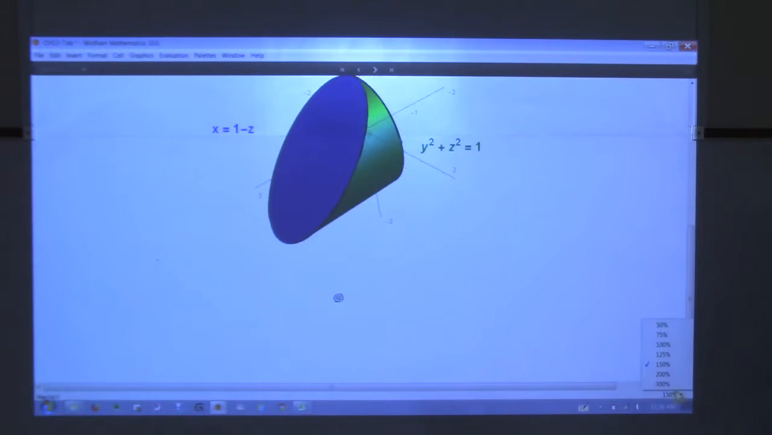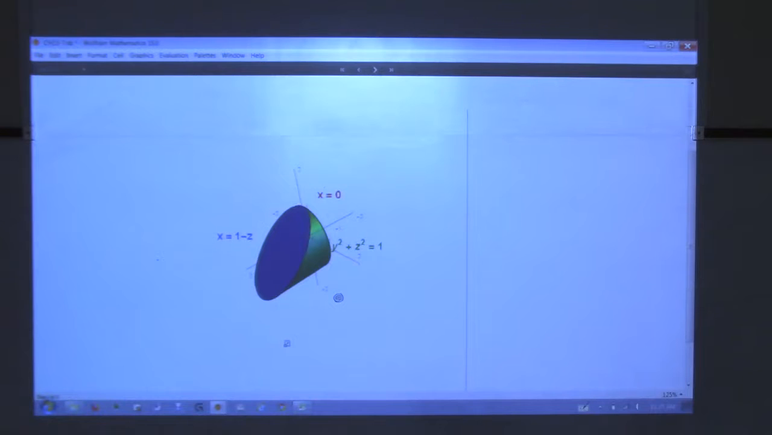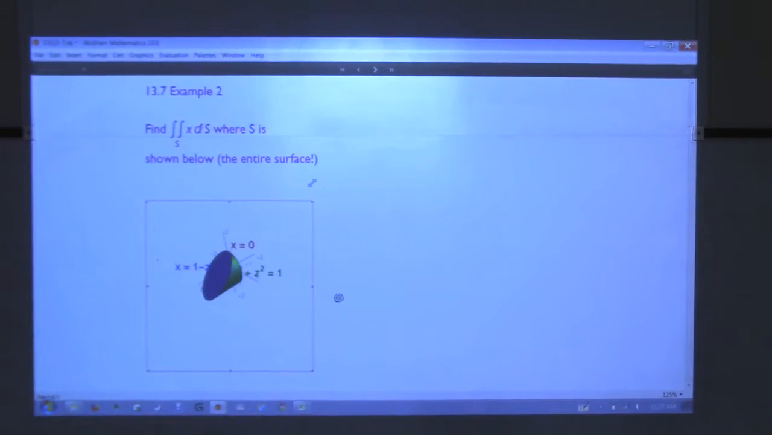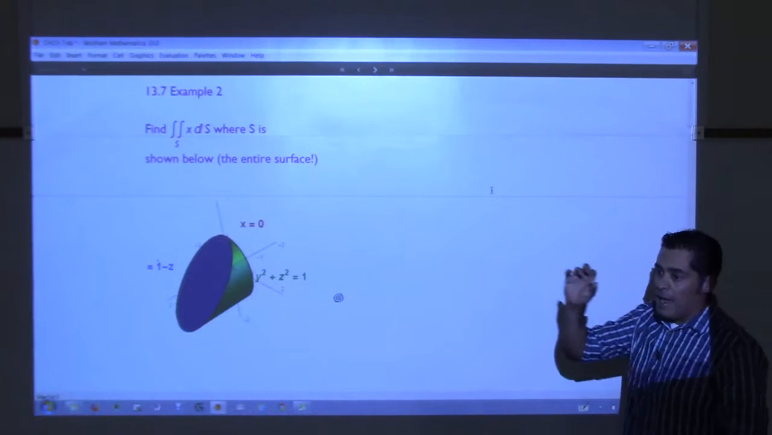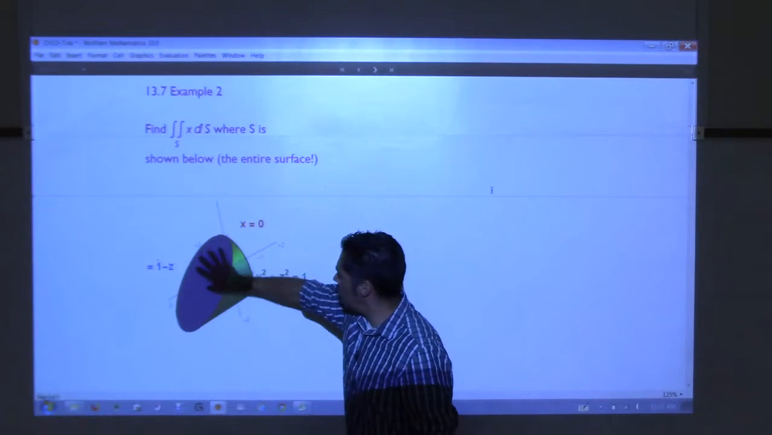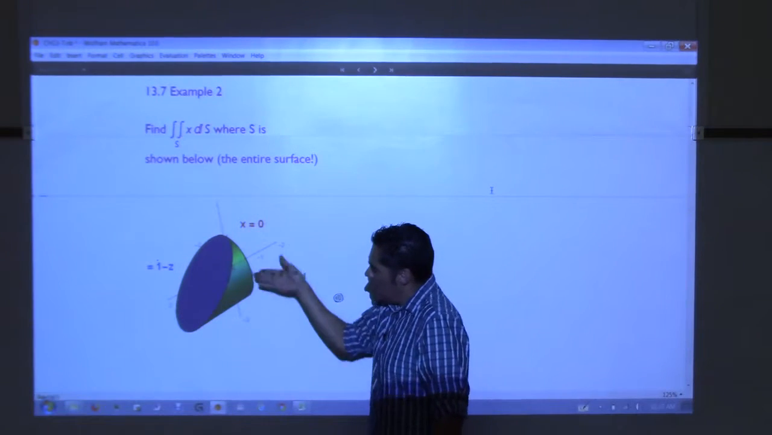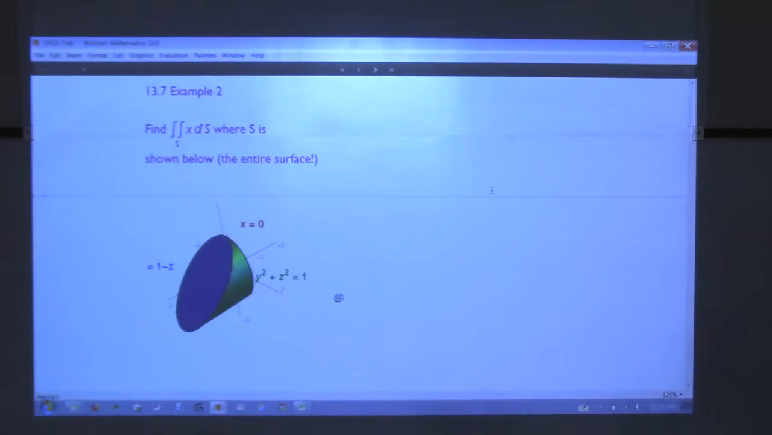Well, we have 3 different double integrals. It looks like we're going to have 3 different surface integrals, right? All right. One along this side, this surface, one along the back surface, and then one along the green surface around the edge.